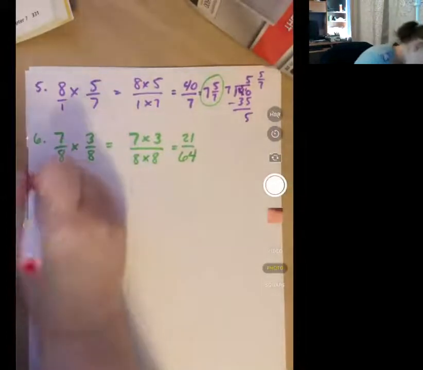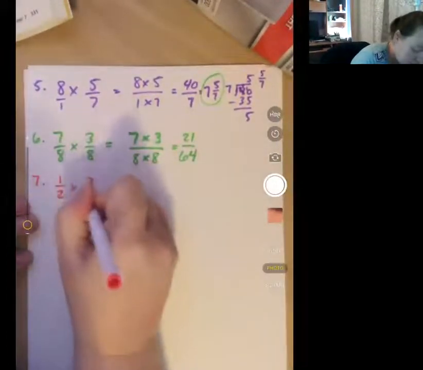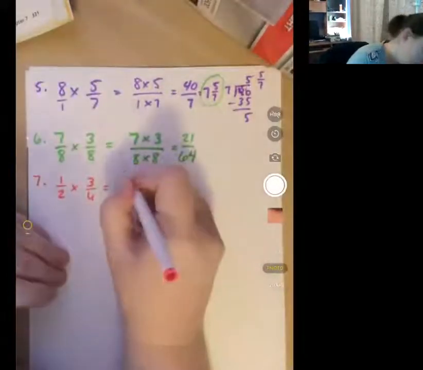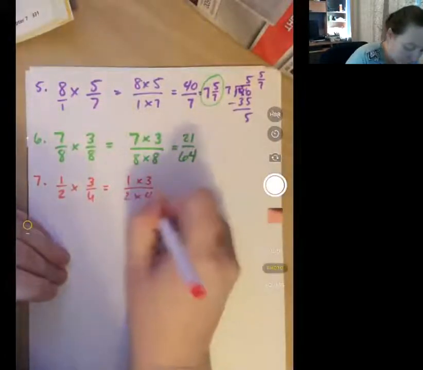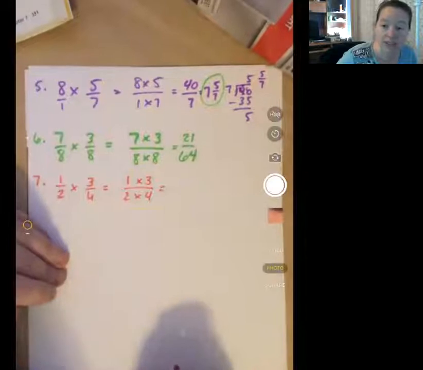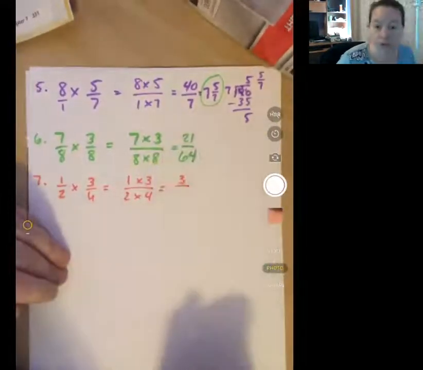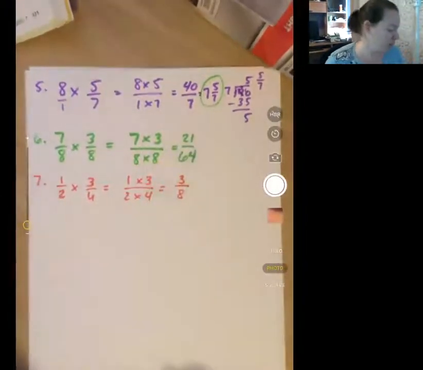Number 7. 1/2 times 3/4. So I have the 1 times 3 on the top and the 2 times 4 on the bottom. 1 times 3 is 3 over 2 times 4, which is 8. So I'm left with 3/8.